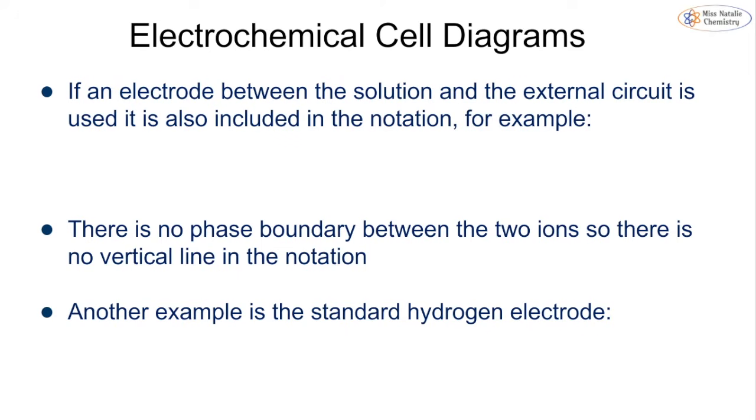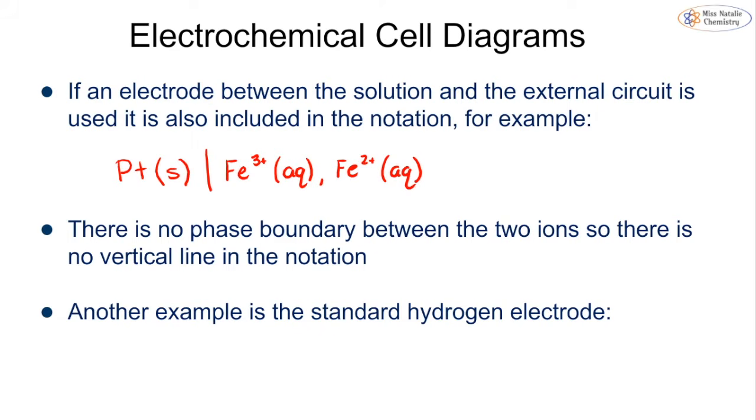If we use an electrode between the solution and an external circuit, for example, if we have two ions in the solution that are undergoing the reaction, then we have to include this in the notation. So for example, if we have an iron half cell where we use a platinum electrode, we have the platinum with a phase boundary, and then we have the Fe3+ aqueous and the Fe2+ aqueous. You can see that we use a comma here because there is no phase boundary between the two ions, so we don't use that vertical line. We only use that when we have a difference in the state symbol.